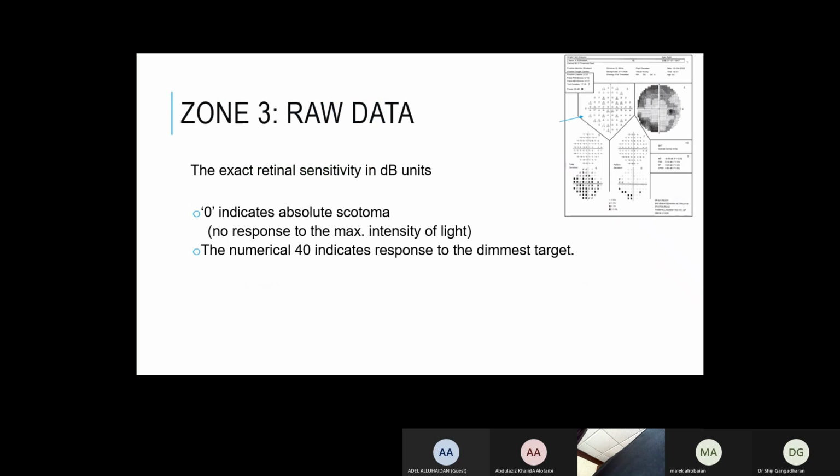So zone 3, we have the raw data. The raw data is the exact retinal sensitivity in decibels. When you have 0 in the raw data, that means there is an absolute scotoma. There is no sensitivity at all in that area. We have the maximum, which is 40. That means the patient responds to the dimmest light possible by the machine.